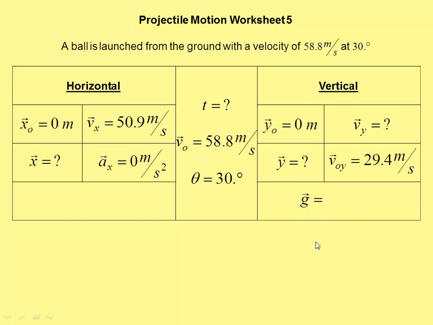And our vertical acceleration, well, since gravity is the only thing that's acting, gravity will result in an acceleration due to gravity of our old friend, negative 9.8 meters per second squared. That means on the way up, the ball will slow down 9.8 meters per second every second, and on the way down, it will speed up 9.8 meters per second every second. It's a uniformly accelerated motion.